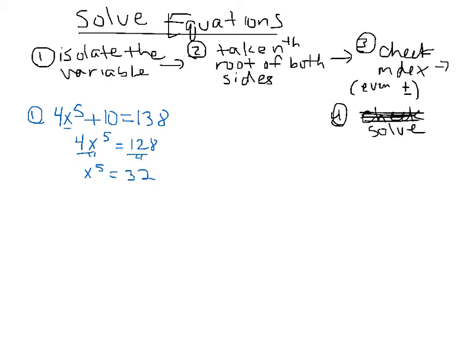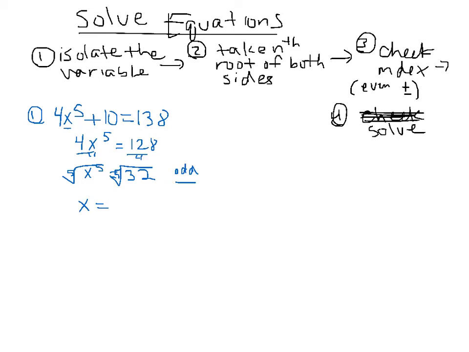To get x by itself, now we're going to take the 5th root of both sides. Since we have x to the 5th, we want to take the 5th root. The 5th root of x to the 5th is just x. Here we're looking at our index. Our index is odd, so we're just going to go with our answer. We don't need a plus or minus.